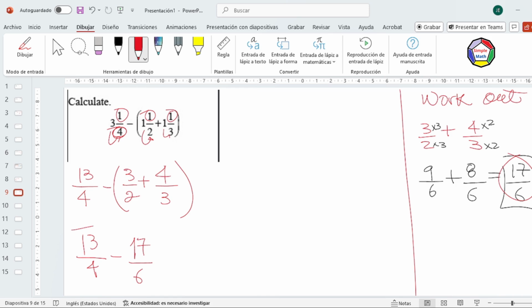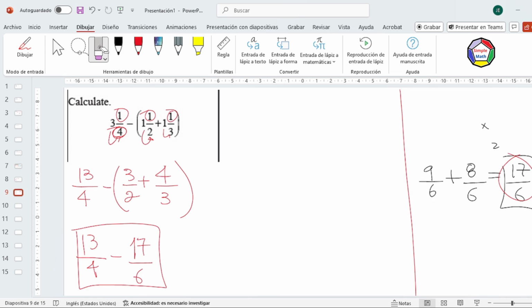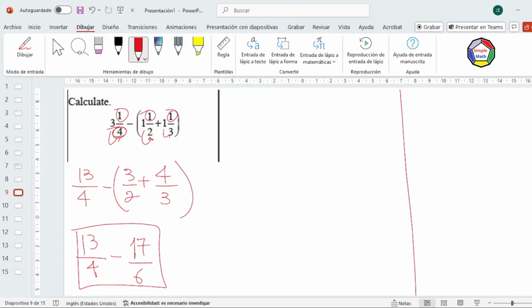Now I have to subtract 13 over 4 minus 17 over 6. It's the same situation. I'm going to erase here my workout space. In a while, I will erase everything here. Okay, let's do it. So I'm going to rewrite 13 over 4 minus 17 over 6.